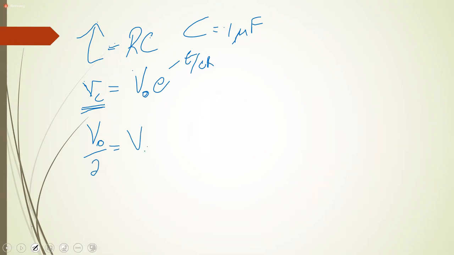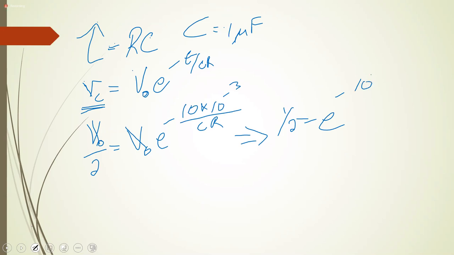So V0 over 2 equals V0 e to the minus t over CR. Now, when does it become V0 over 2? After 10 milliseconds. And what does that 10 milliseconds represent? T. Yes, so it is 10 times 10 to the minus 3 over CR. So simplify, before we deal with the e part. V0 over 2 equals V0 e to the minus 10 times 10 to the minus 3. Divide both sides by V0, and we get a half equal to e to the minus 10 times 10 to the minus 3.